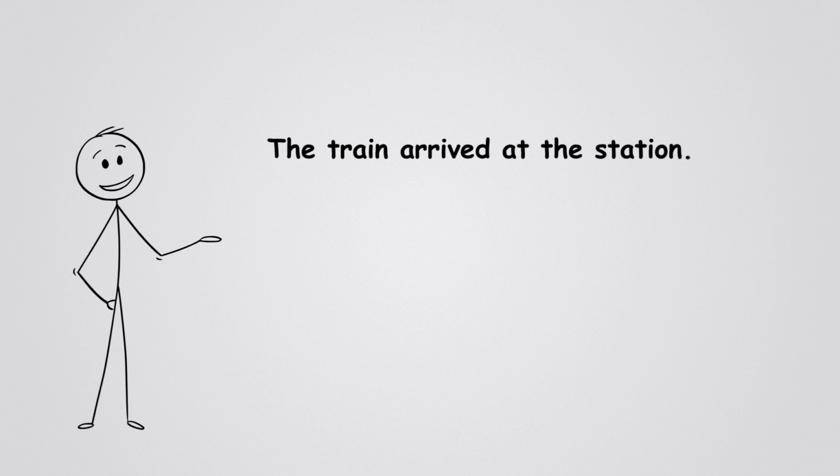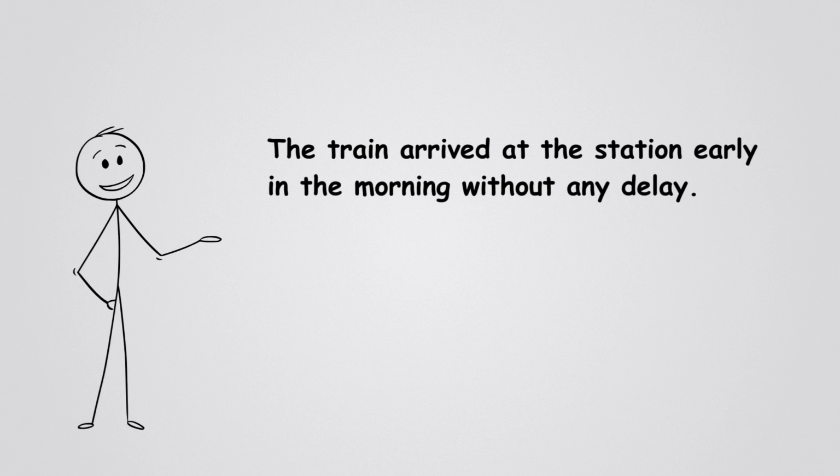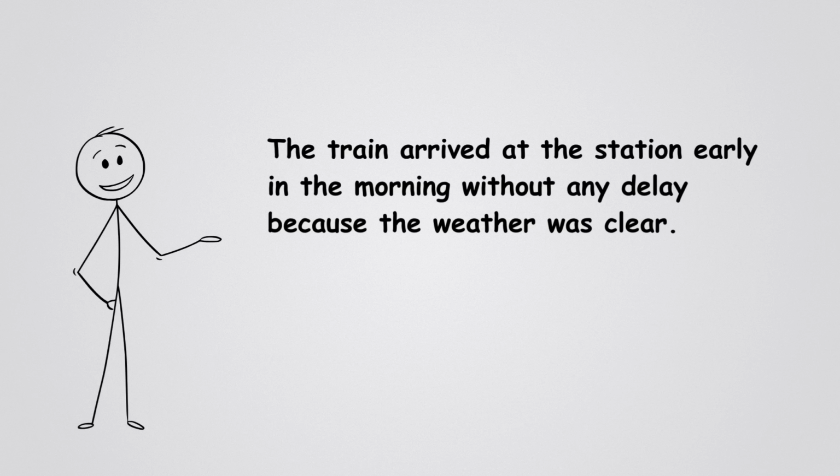Let's look at another example. The train arrived. Now we add a phrase that tells place. The train arrived at the station. Next, we add a phrase that tells time. The train arrived at the station early in the morning. Now we add a phrase that tells manner. The train arrived at the station early in the morning without any delay. Next, we add a phrase that tells reason. The train arrived at the station early in the morning without any delay because the weather was clear.